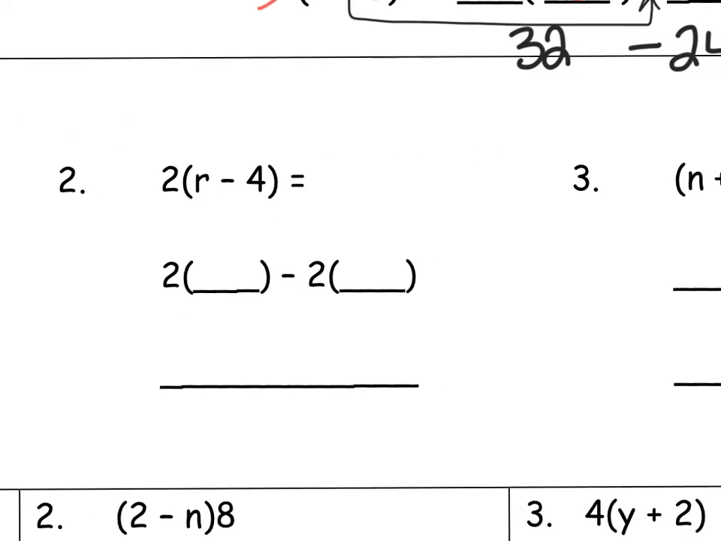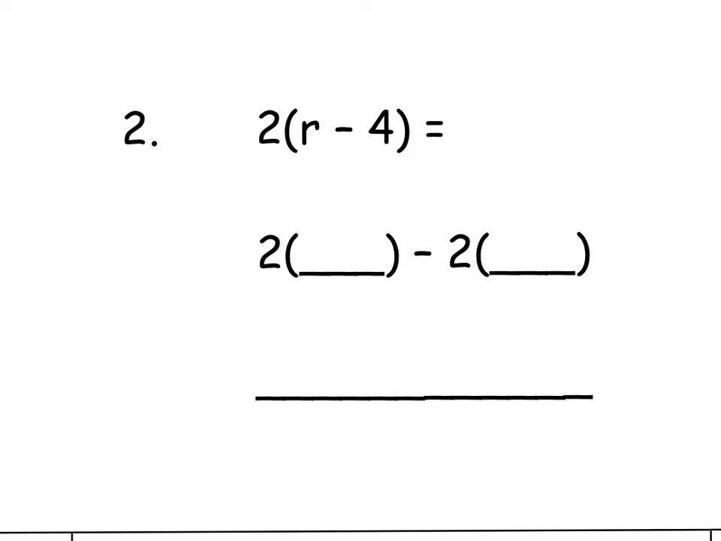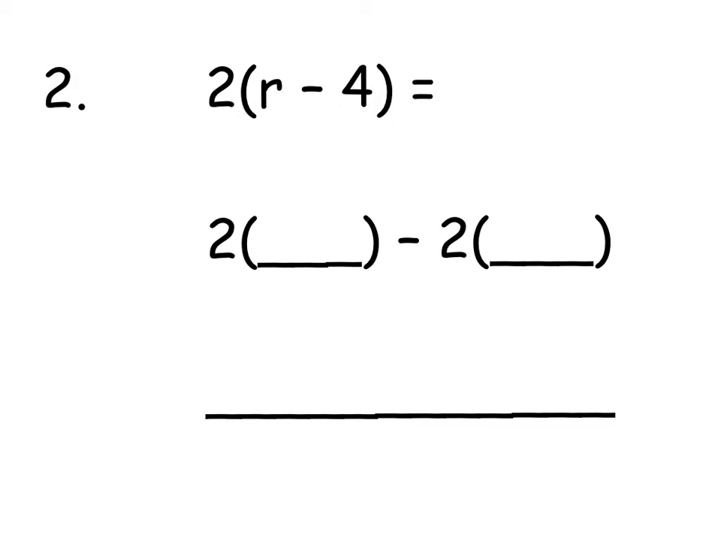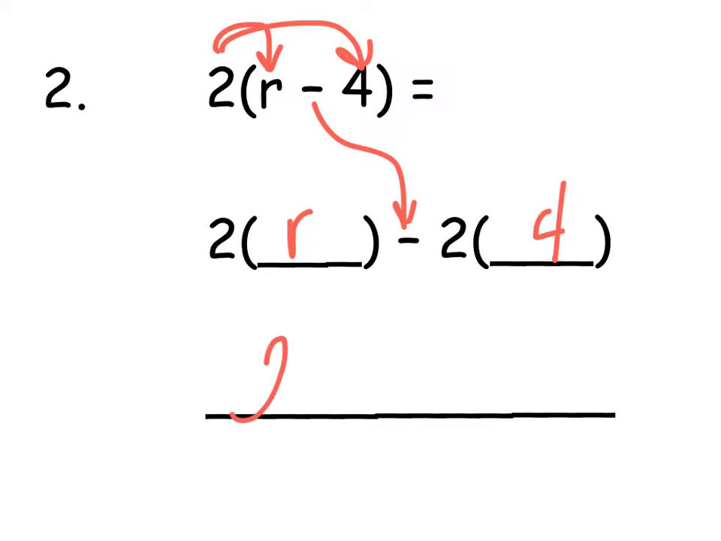Second example, again, arrows, you're going to do 2 times r, subtraction sign comes down, 2 times 4. 2 times r is simply 2r. 2 times 4, subtraction sign comes down, 2 times 4 is 8. We cannot combine those terms because they are not alike.